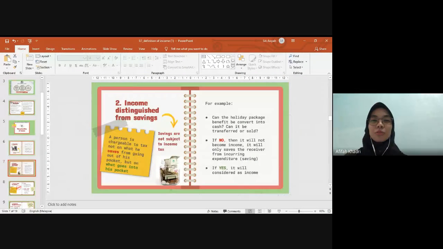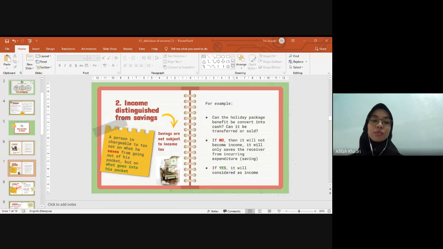Okay, for that statement, can you understand the meaning of that statement? Let me show you one example. For example, a manufacturer gave a holiday package benefit to the contractor because of their good performance. Is it considered as income received by the contractor?